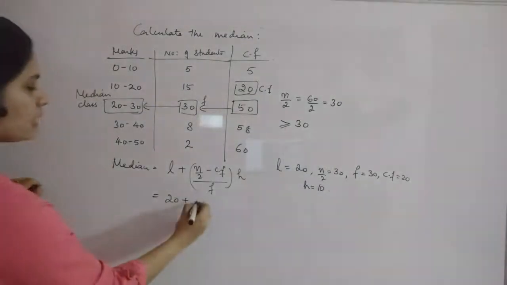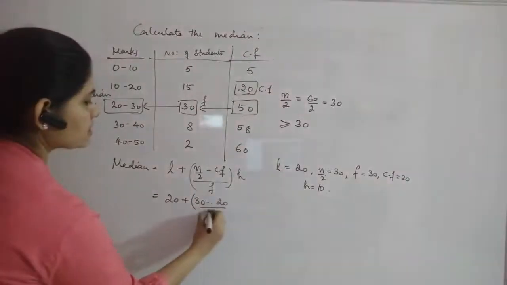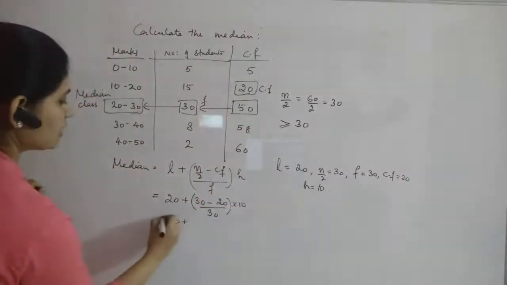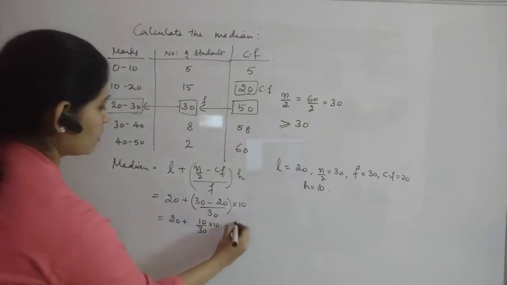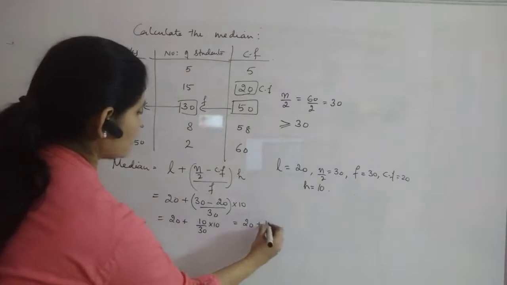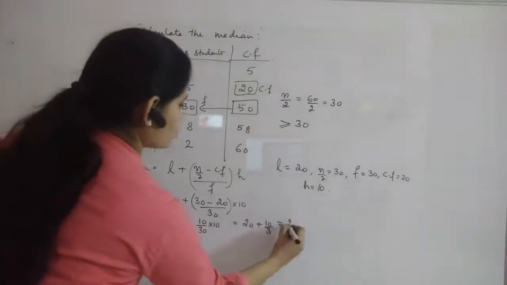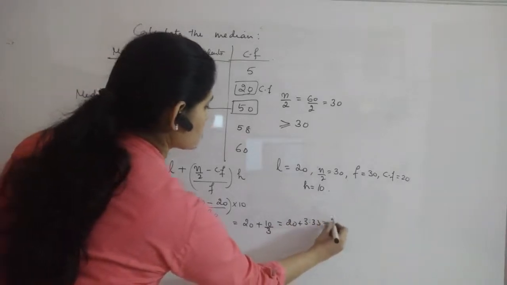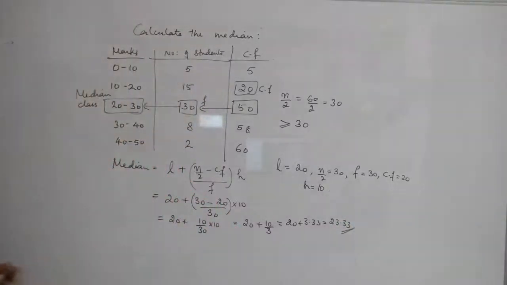Now you have to just replace the values and find out the answer. 20 plus (n by 2, which is 30, minus Cf, which is 20) divided by f, which is again 30, into 10. So you are getting 20 plus 10 by 30 into 10, or 20 plus 100 by 30, or 10 by 3. 20 plus 3.33, which is 23.33, right?